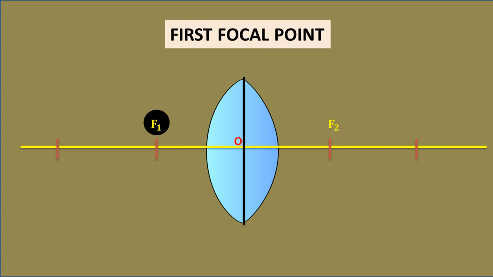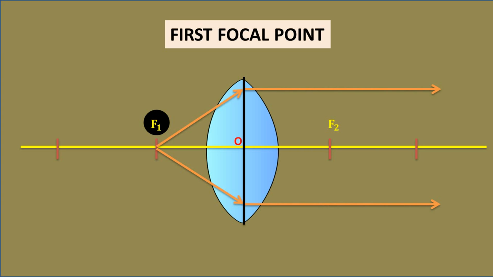First focal point. For a convex lens, the first focal point is a point F1 on the principal axis of the lens such that the rays of light coming from it, after refraction through the surface of the lens, become parallel to the principal axis of the lens.